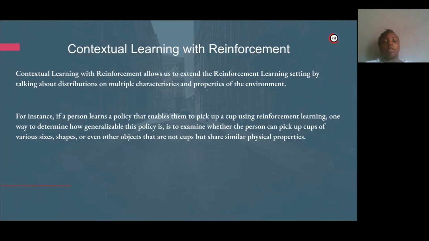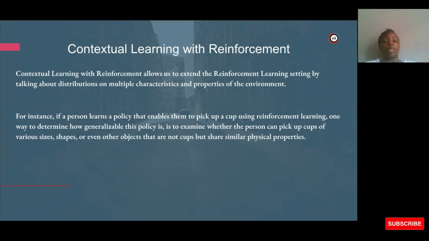So for instance, if you learn a particular policy to enable you to keep a cup in a particular position, and you pick a cup up using a particular reinforcement learning way, that way is to determine how to generalize the policy. So it is to help you examine if you can actually pick up a cup in various sizes or shapes, or even other objects that look like that cup, or objects that are similar in physical properties. So that is actually reinforcement.